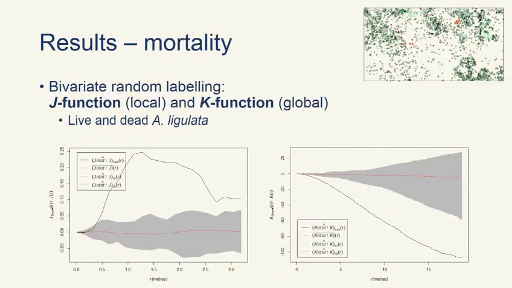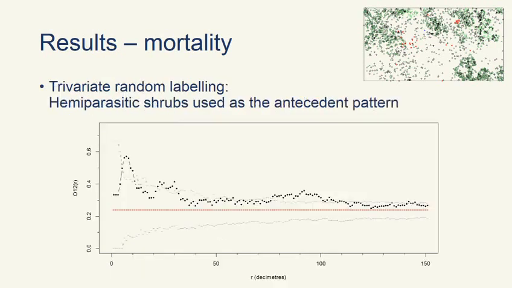And then I looked at the mortality for the Dune wattle using the live and dead pattern, and using the J and K functions. The gray bars are simulation envelopes to see how it looks under randomness. If there were no dependence between them, the black line would be in this area. So it seems like the location of the dead trees depends on the locations of the live trees, or shrubs.